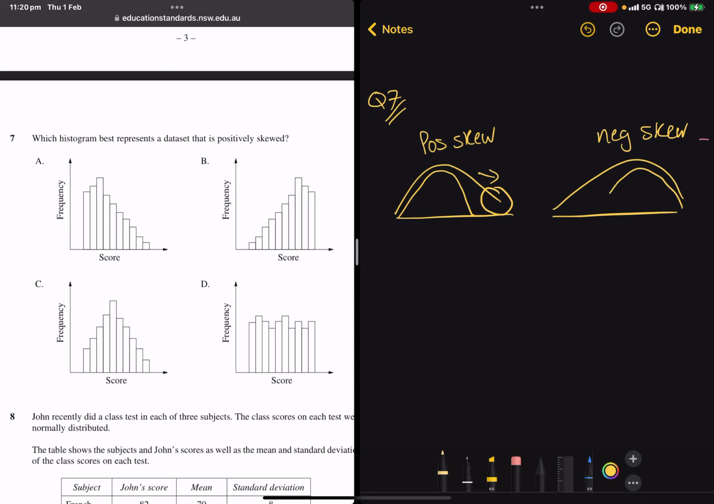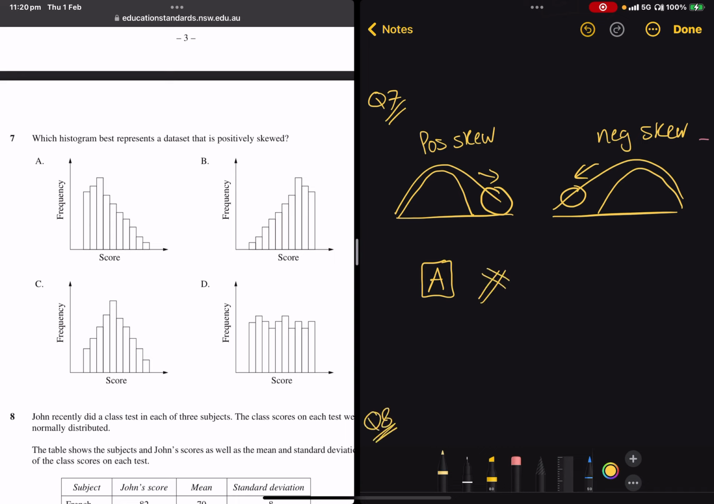This one is a normal data set here, but it has an extra tail that's down here at the lower end, at the negative end. So which one of these is positive? Well, C and D are symmetrical, so they are neither positive nor negative. B is negative because it's got a nice little distribution here and then a bit going downwards. A is the positive skew. So for question 7, the answer is A, and A is indeed the correct answer to this question.